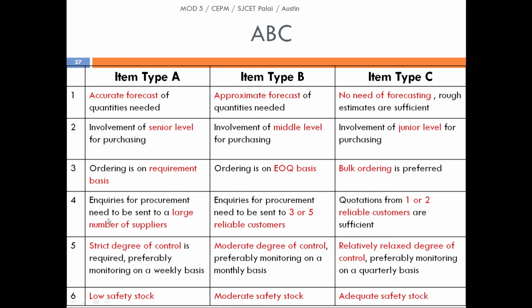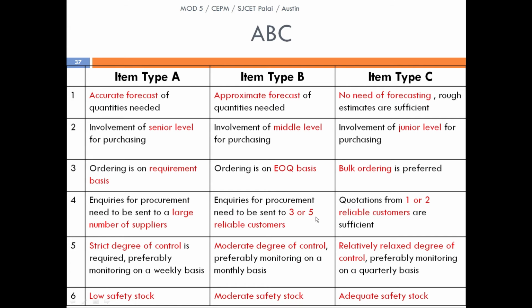The fourth one is about inquiries for procurement. For A, inquiries need to be sent to a large number of suppliers. For B, inquiries are sent to 3 to 5 reliable suppliers. For C, quotations from 1 or 2 reliable suppliers are sufficient. Inquiries sent to a large number of suppliers means those are being carried out in a proper contract or tender manner. They will receive quotes from all the suppliers and analyze them thoroughly, and based upon that only they will allocate the supply or the contract.